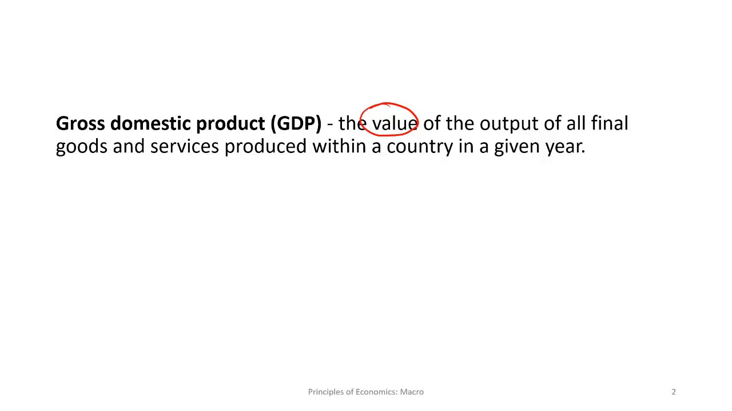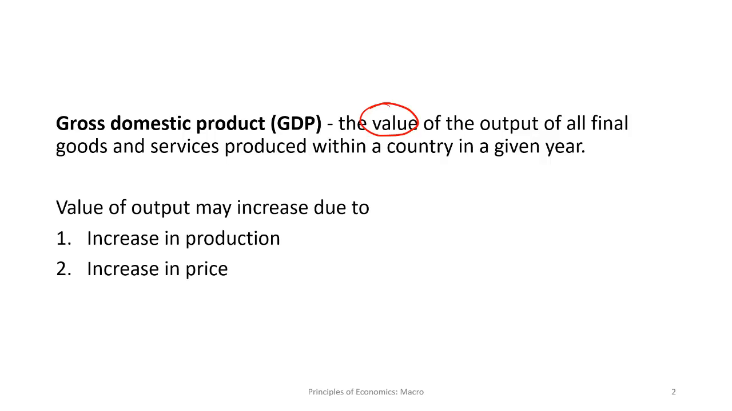Now, how do you value a commodity? In economics, we typically value a commodity or a good based on its price. So basically, if you are producing, say, 5 loaves of bread and each loaf costs, say, $2, then the value of 5 loaves of bread is nothing but 2 times 5, which is $10. So the value of a good or GDP depends on two things. One is the price and another is the production.